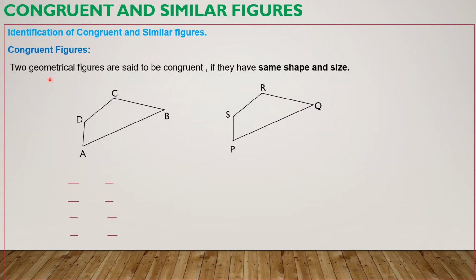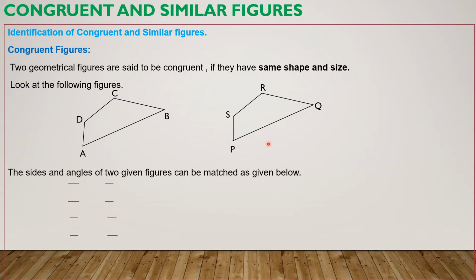Congruent figures. Two geometrical figures are said to be congruent if they have same shape and size. Any two geometrical figures with same size, their size should be same and their shape should be same. Such type of figures are called congruent figures. Look at the following two figures. Here we have two quadrilaterals. ABCD is our first quadrilateral and PQRS is our second quadrilateral.